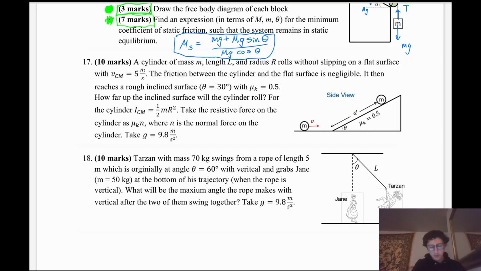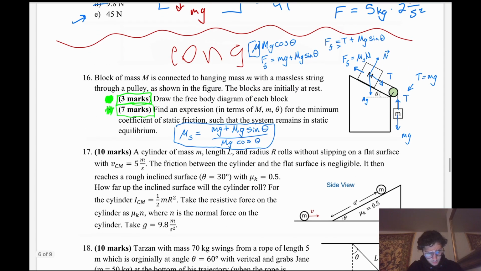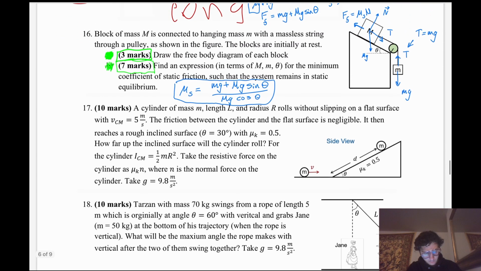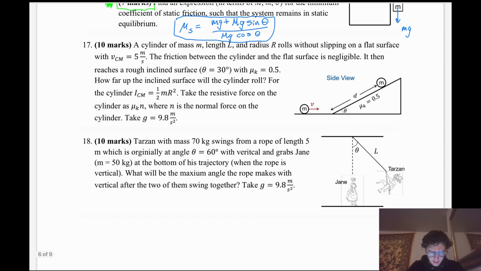But also don't rely completely on AI. AI can make mistakes. 17, 10 marks. So we just got 10 marks from number 16. That was amazing. A cylinder of mass m, length L, and radius r rolls without slipping on a flat surface.